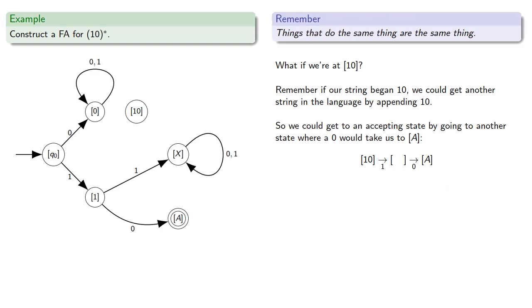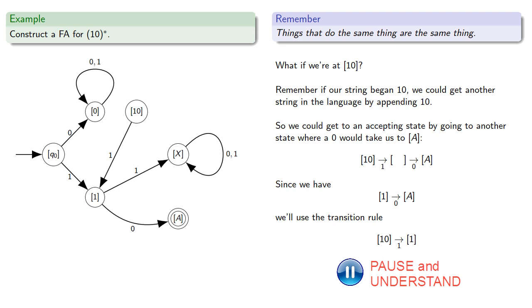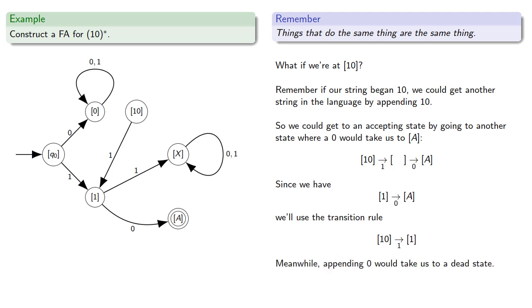So remember, things that do the same thing are the same thing. So we need a state where a 0 will take us to the accepting state. But if we're at state 1, a 0 will take us to the accepting state, and so this suggests our transition rule from 1, 0, on instruction 1, will take us to state 1. Meanwhile, appending 0 would take us to a dead state.